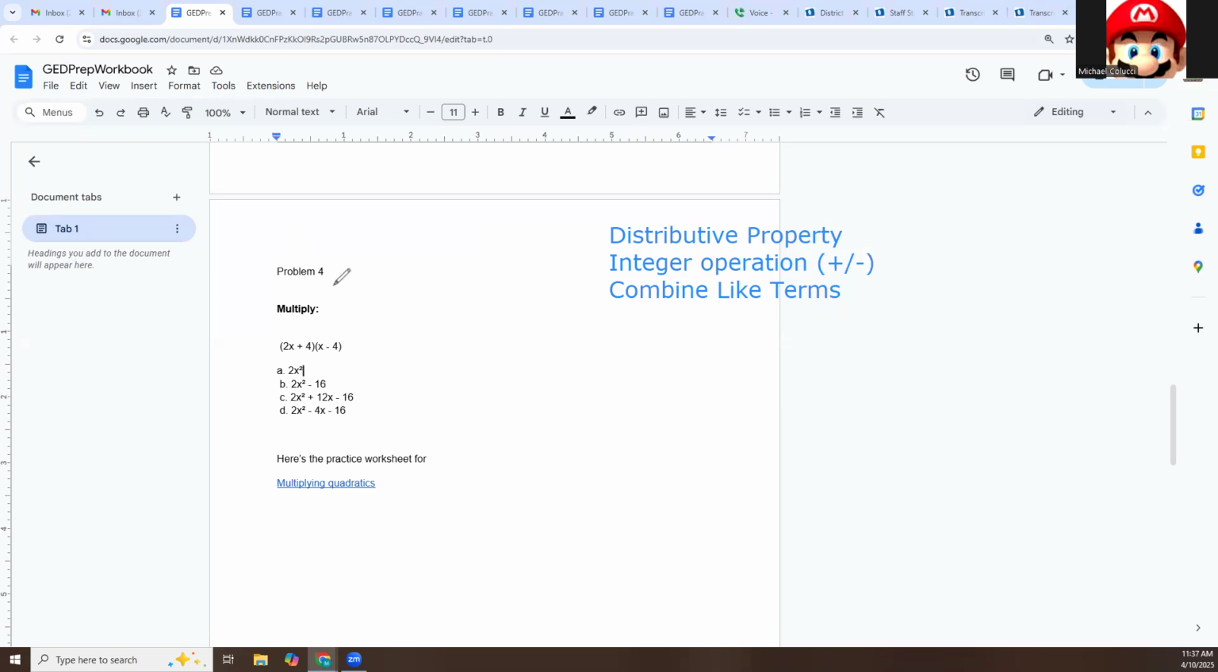Okay, so we're multiplying the quantity 2x plus 4 times the quantity x minus 4. And you may think, well, doesn't that mean just to simplify? And in a way it does. And isn't that a PEMDAS order of operations thing? And in a way it is. But I can't do what's inside the parentheses, which is what would begin an order of operations problem, because these are not like terms.